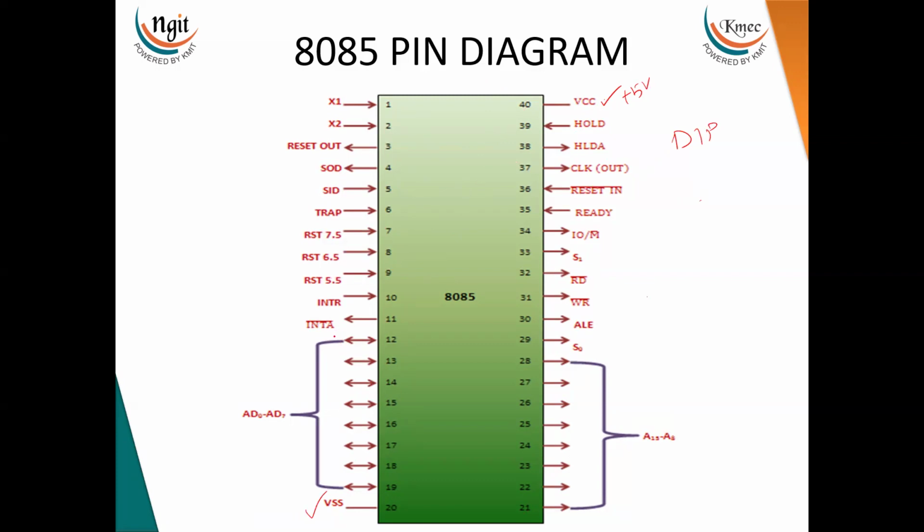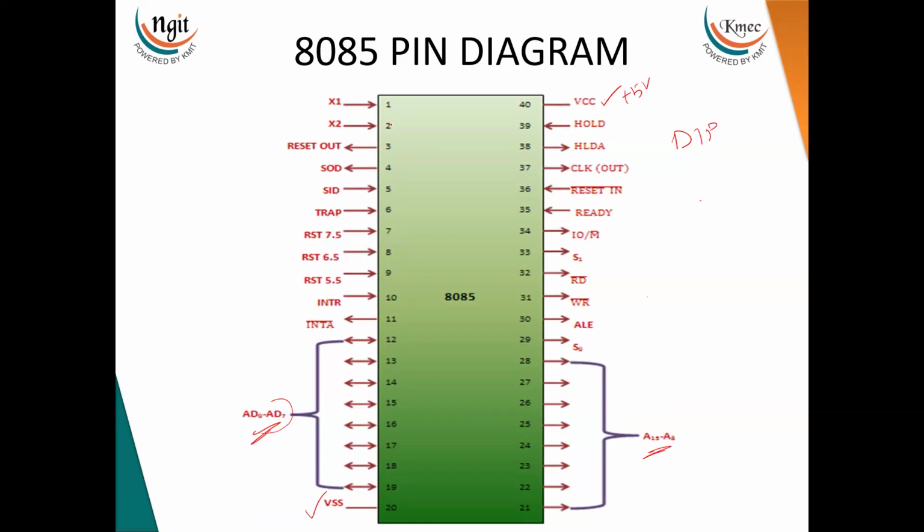Pins 12 to 19 are the lower order address bus multiplexed with the data bus. Pins 21 to 28 are the higher order address bus. What is the address bus for? To carry the address, and the data bus is to carry the data. Now, data is bidirectional and address is unidirectional. But here the data bus is multiplexed, that's why arrow marks are indicated on both sides.